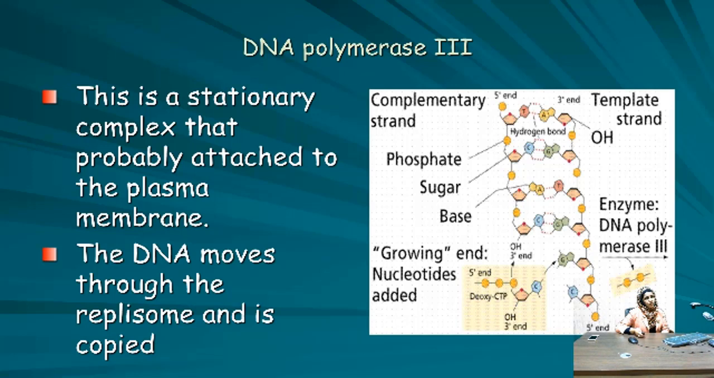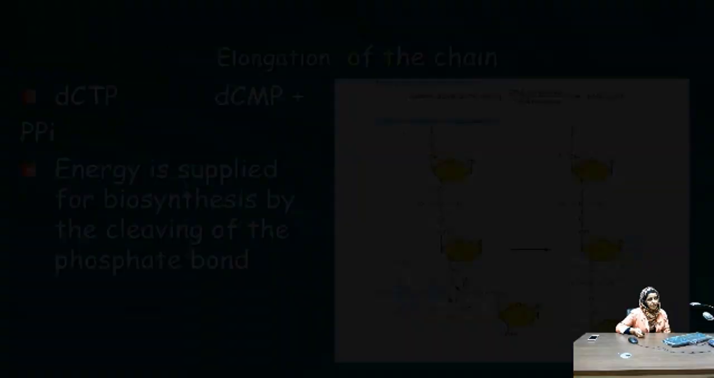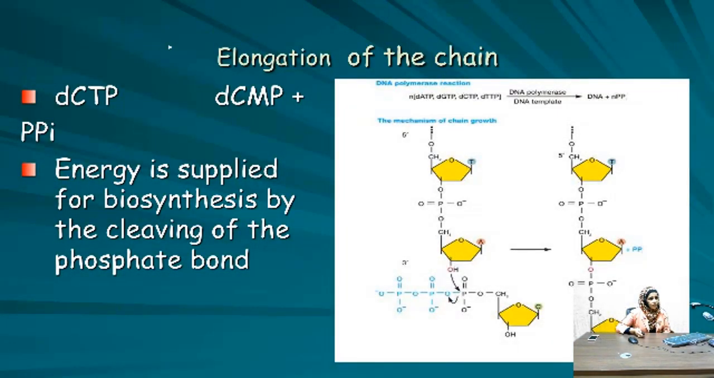This figure also shows the double helix and the growing-end nucleotide. Elongation of the chain needs deoxycytosine triphosphate, which gives deoxycytosine monophosphate plus pyrophosphate. Energy is supplied for the biosynthesis by the cleaving of the phosphate bond.